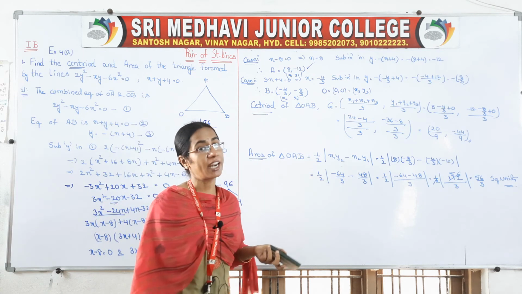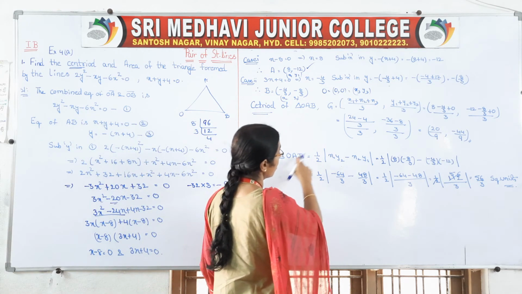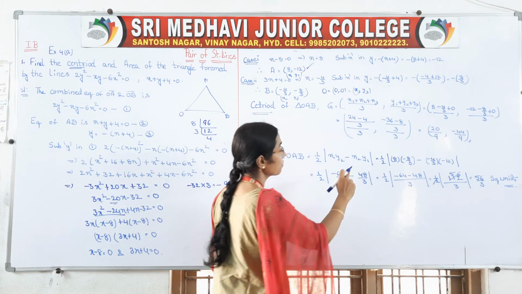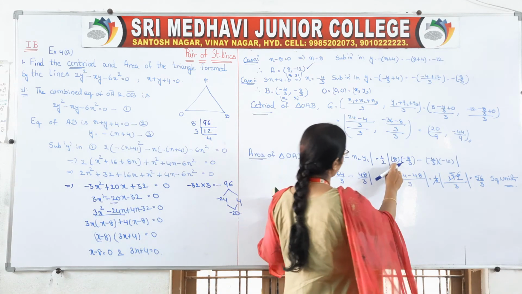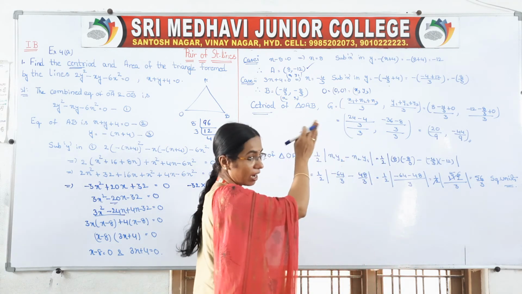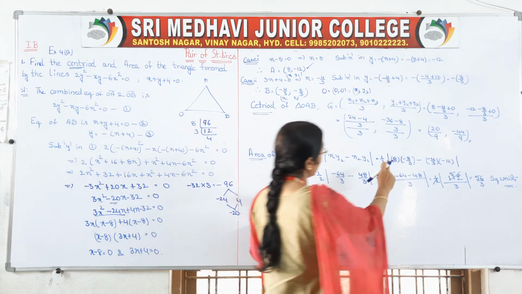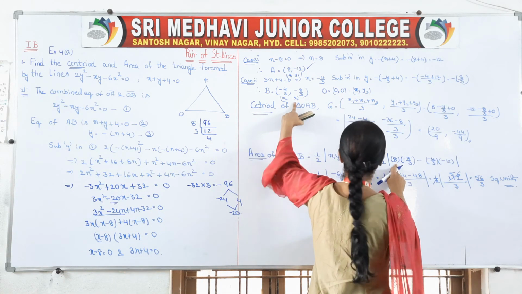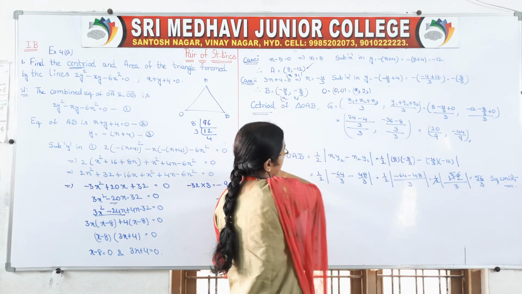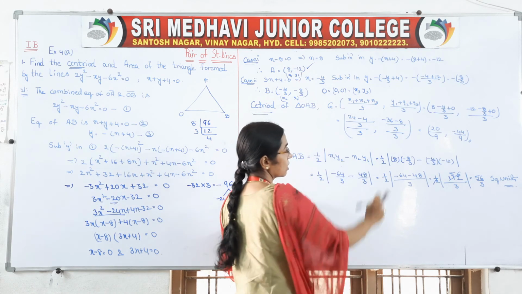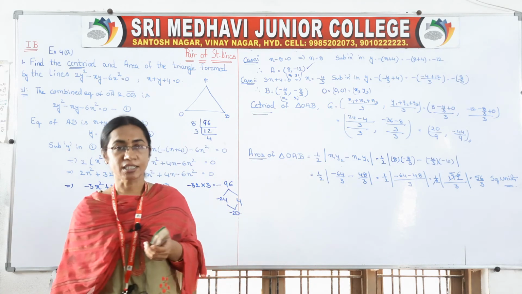Next, the area of the triangle when one vertex is the origin. The area of the triangle when one vertex is the origin is half into modulus of x1 y2 minus x2 y1. So half into x1. Same thing, we have taken point A as x1, y1 and point B as x2, y2. So x1 is 8 and y2 is minus 8 by 3, minus x2, which is minus 4 by 3, and y1 is minus 12. Taking the LCM, you get the area of the triangle.